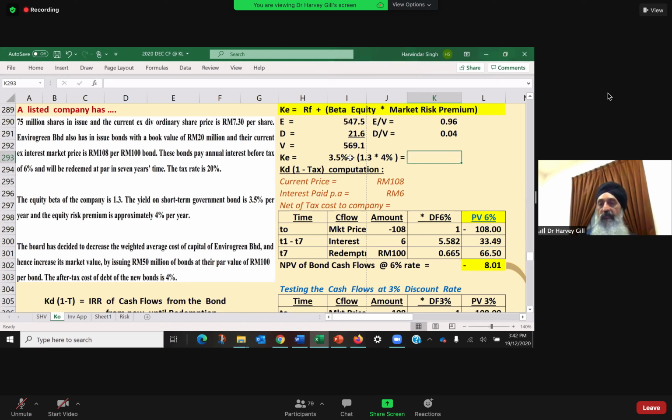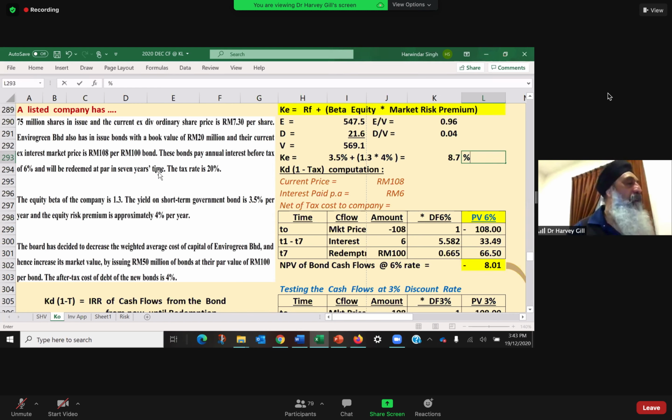Okay, now let me see. Yep. That would be equal to 3.5 plus 1.3 multiplied by 4, yeah, and that's 8.7. So we got KE. Now KD, we are told that these bonds will be redeemed at par in 7 years' time.